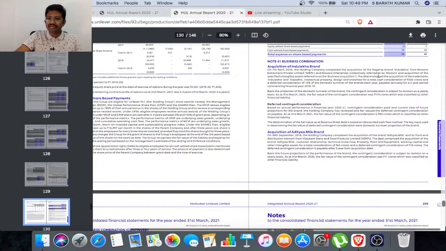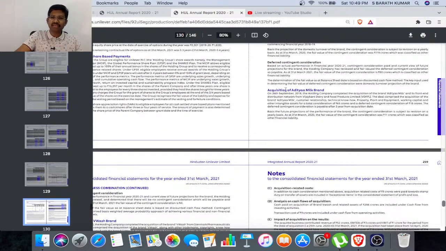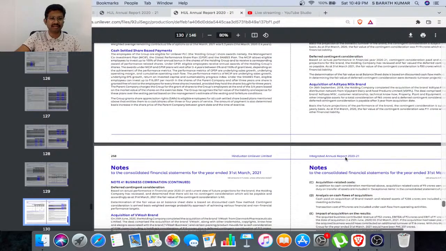When we just see the figures, it is roughly around 330 crores that is listed here. That is what has been acquired through this brand. So basically they spent close to around 350 crores to acquire this brand, so that also doesn't equate to the figure that is shown there. And then they have acquired another brand called Aditya Milk. Again, that seems to be a very small merger, close to around 65 to 70 crores. So that also really doesn't answer our question.